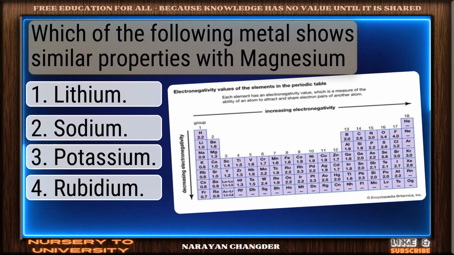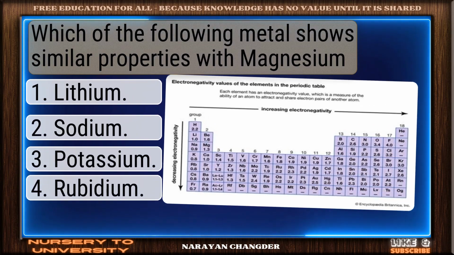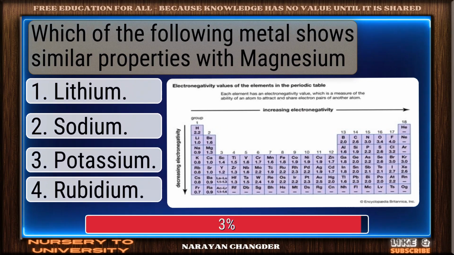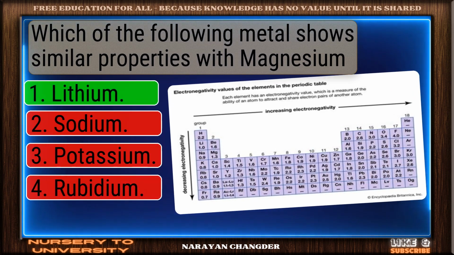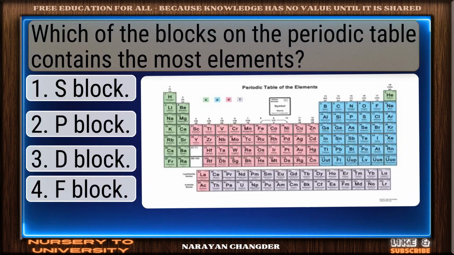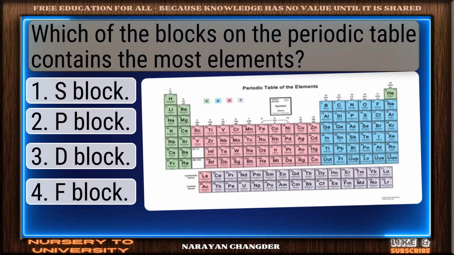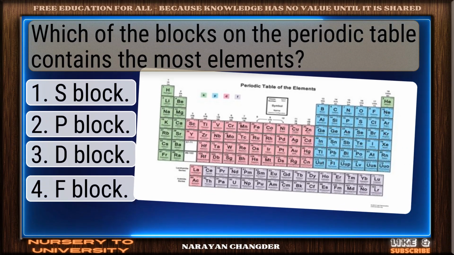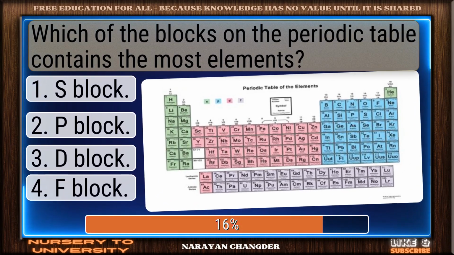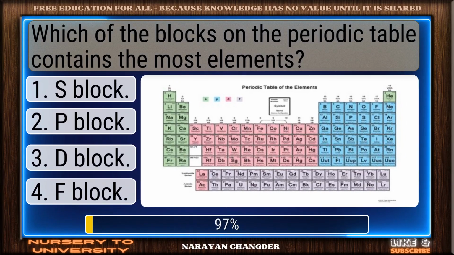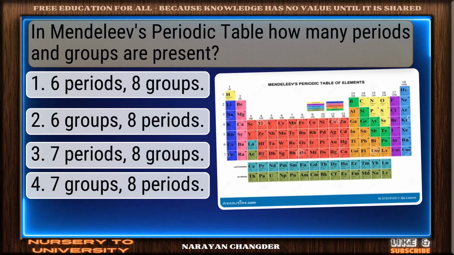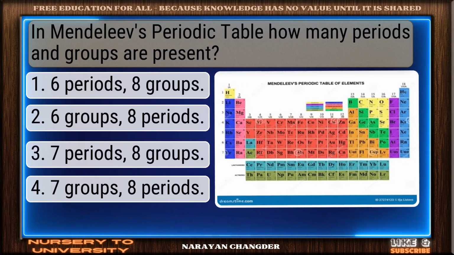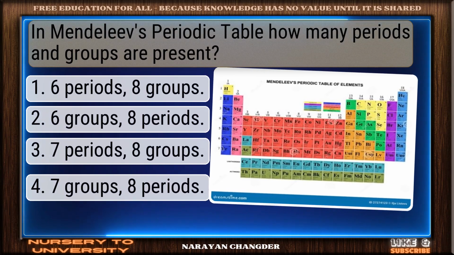Which of the following metals shows similar properties with magnesium? Nice work. Lithium fits perfectly. Which of the blocks on the periodic table contains the most elements? Clear logic. D block is sound. In Mendeleev's periodic table, how many periods and groups are present?